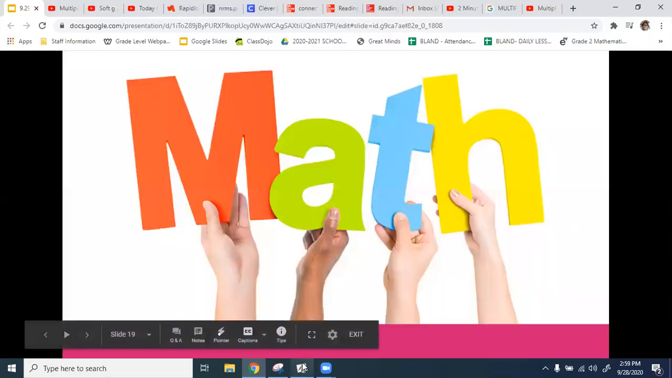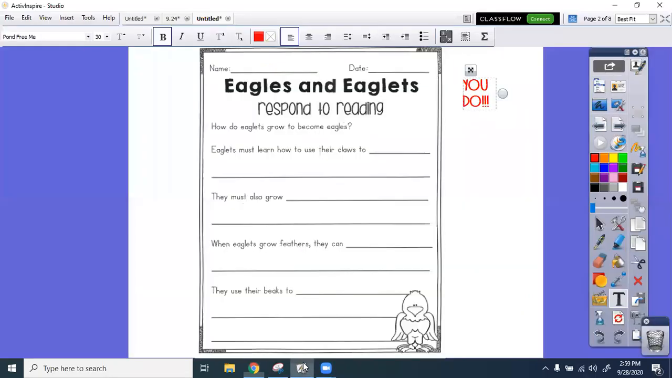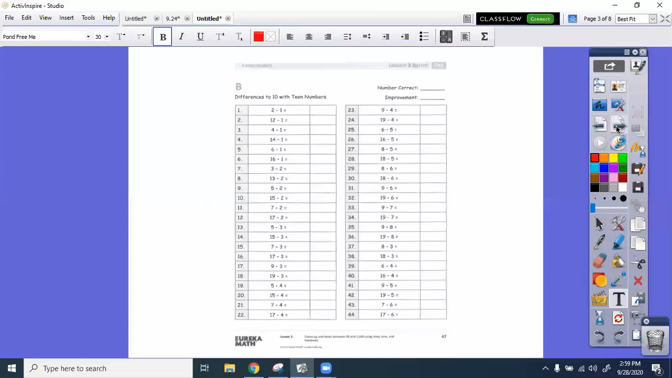All right, welcome back, guys. It's time for math. For math today, we're just going to do a little bit of review, and we're just going to make sure that everybody is okay for what they need to know about math. But we're going to start off with a sprint. Today, Ms. Bland's going to do something a little different, so make sure you're listening and ready to go.